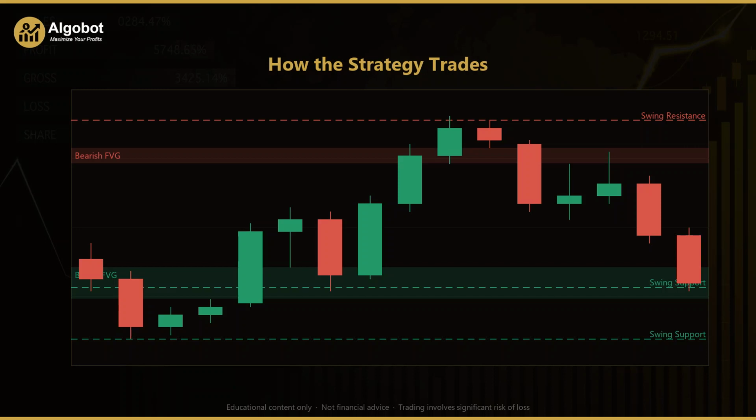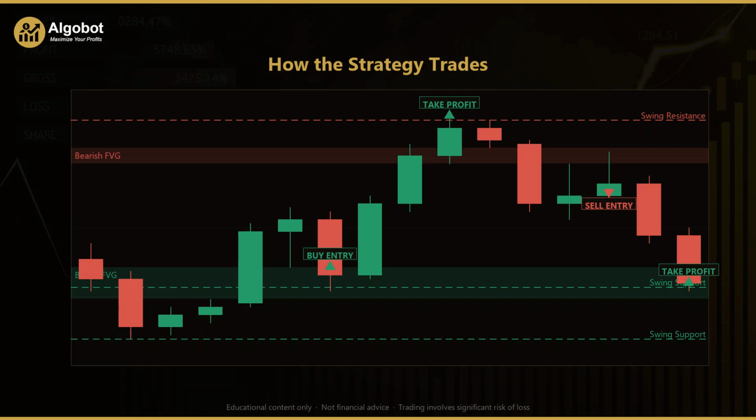Now watch the mirror image unfold. That same swing high, around 1.0896, stands as resistance. Price rolls over and a strong bearish candle drops away, leaving a fair value gap shaded in red just beneath the resistance, between 1.0884 and 1.0888. Price then rallies back up, taps into that red gap, and the trigger candle closes back below its base. Supply held the ceiling. The sell entry fires.